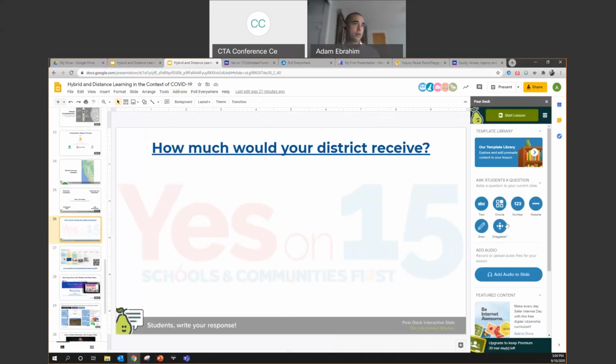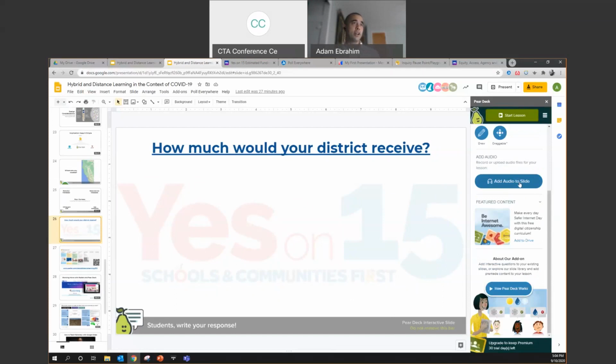Whether it's the draggable, which is cool, which is what we did with the map. You could do the drawing, which is what we did with the four corners. And you could do the numbers, which is cool for estimation because it starts to average it. It's pretty cool. Lots of stuff to do. And then the audio. So that's Pear Deck.